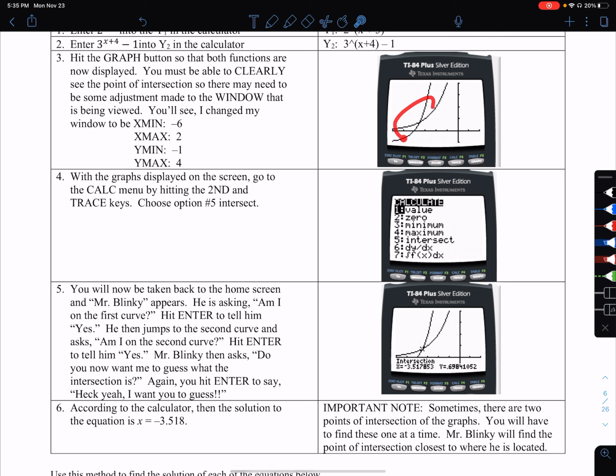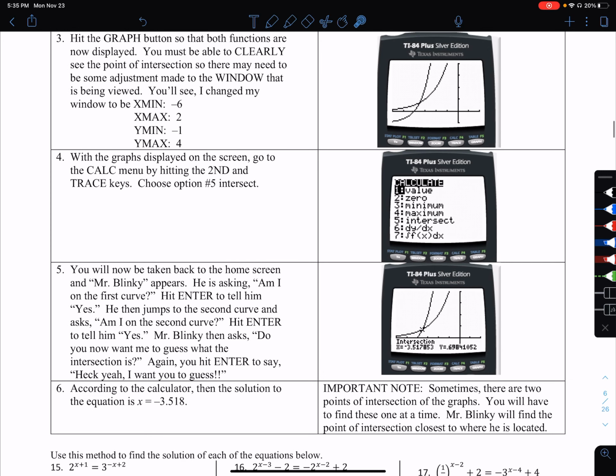Then, once you can see where they cross, you're going to do second calculate, which is this button right here. Second calculate. Then you're going to choose intersect. You want to know where they intersect each other. So once you do that, it's going to say first curve, question mark. So all you have to do is make sure that it says up here that it's for y1. Hit enter. Then it says second curve, question mark. And then it should say y2 up here. Hit enter. And then it's going to say, do you want me to guess the answer?